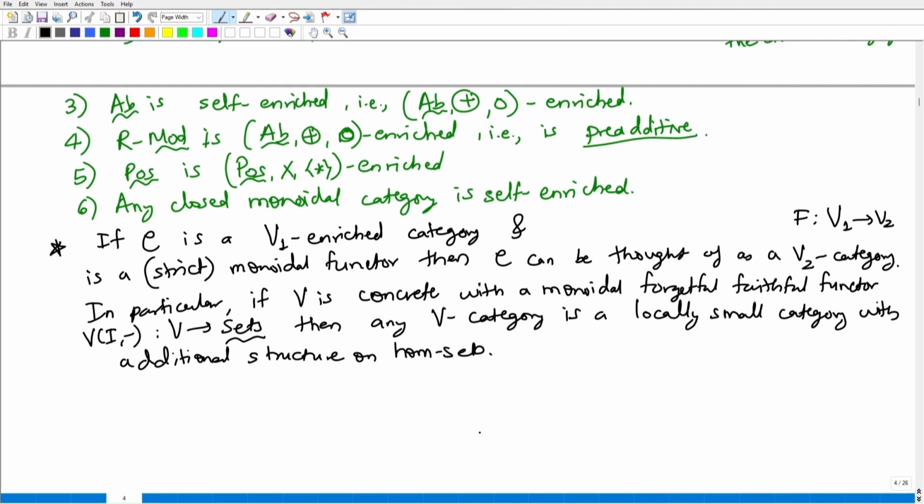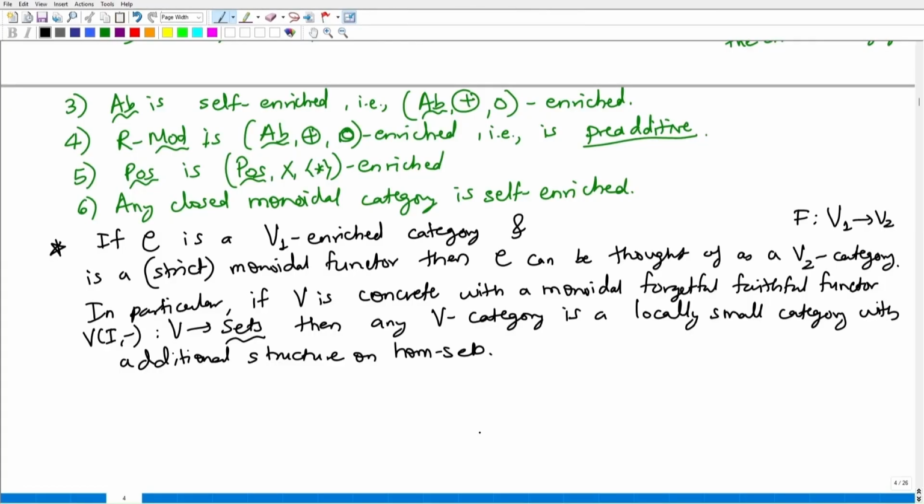Any question? So, sir, you have said that any closed monoidal category is self-enriched. Yes. So, is there any self-enriched category which is not a closed monoidal category? Because you have given in the first three, for example, which are closed monoidal categories. Okay, I do not know it off the top of my head. Sorry, I will try to think about it and tell you next time.